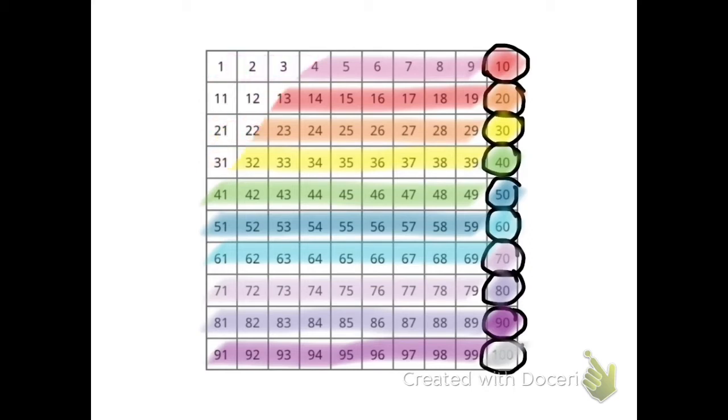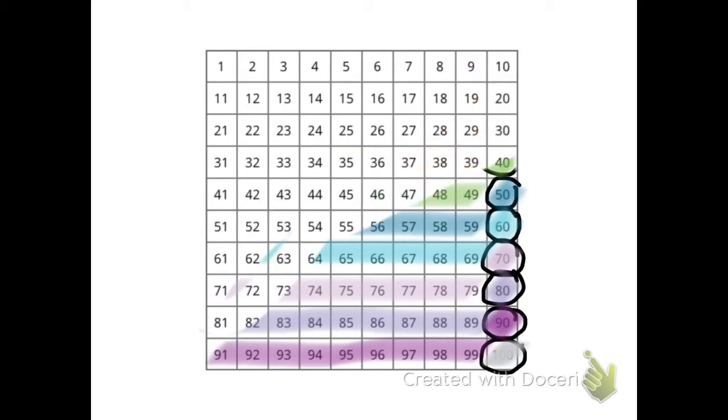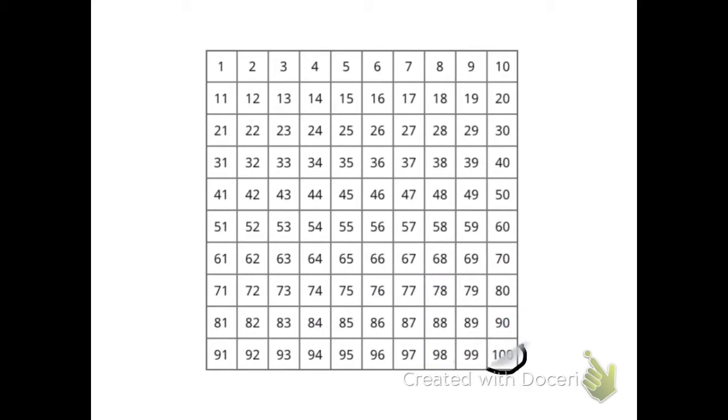There are so many patterns on the hundreds chart. Let's keep going. If you look at 1 and then look down the chart, you'll notice that all of the numbers under 1 end in 1, or we could say they have a 1 in the ones place.